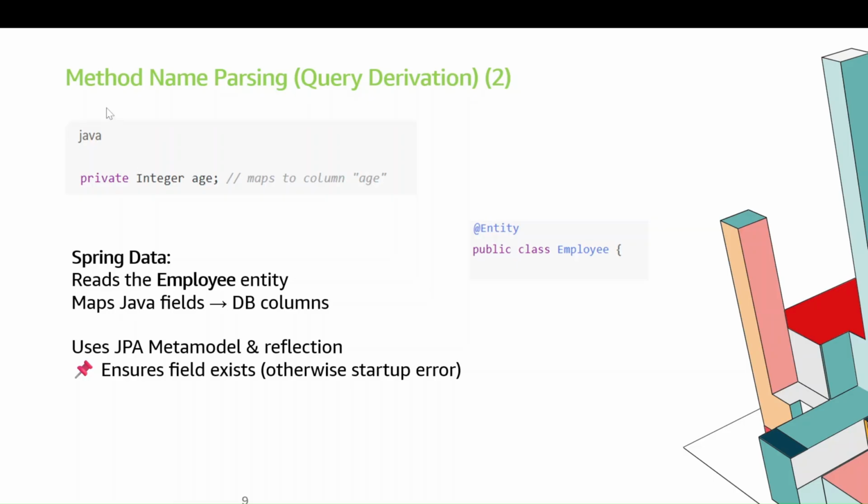If you look at method name parsing, I have given private Integer age from the entity class. If I need to develop a finder method, I will consider this as the entity, and this is the field I will be referring to. Based on that, I am going to develop finder methods. I think I have explained this to you before.